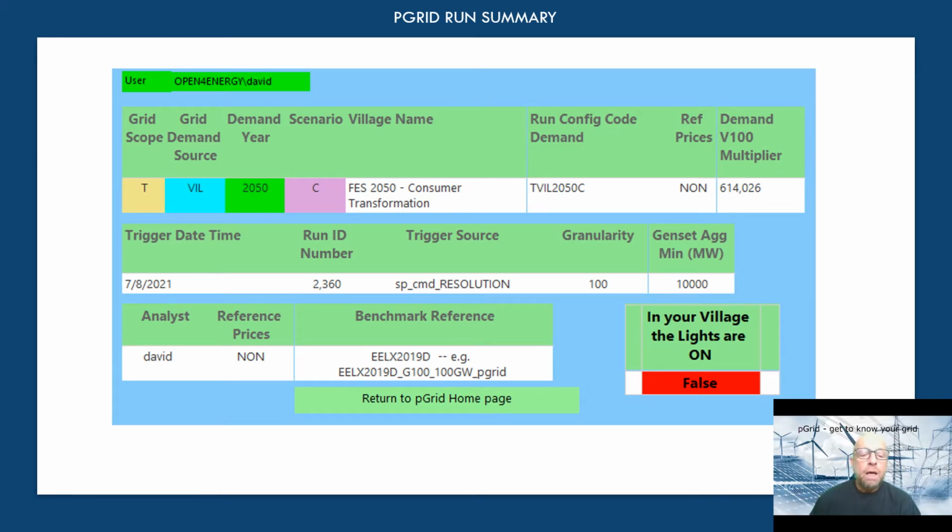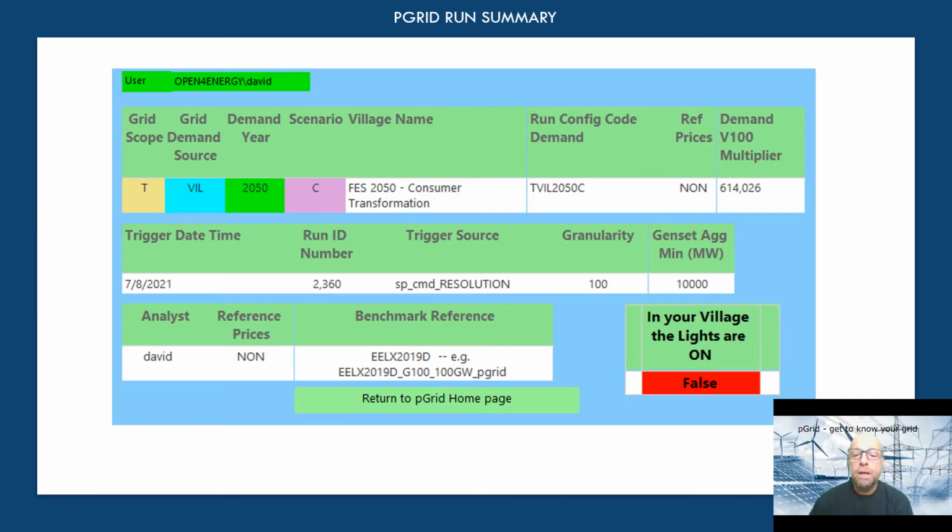The multicolored thing here gives you a little bit of understanding of what pGrid can do. So the grid scope is what grid are you talking about? We're talking about here the whole of the UK total demand. We produce the demand from our own demand forecasting tool within pGrid called Village 100. Don't have a chance to talk about that on a short presentation like this. We're looking at 2050 and we're looking at a consumer transformation scenario within that, and that's really what we can do.